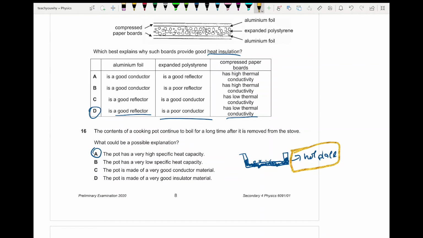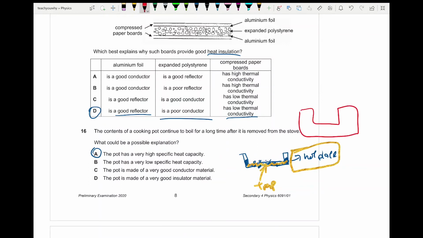That means all the heat is being trapped inside this hot tray, or sometimes it could be a hot pot. Okay, your clay hot pot. Another one is your clay hot pot. I can't draw properly, but you get my point.